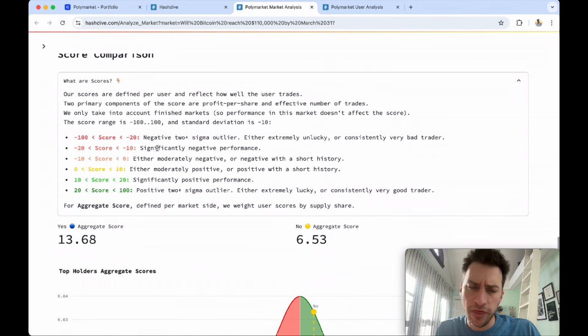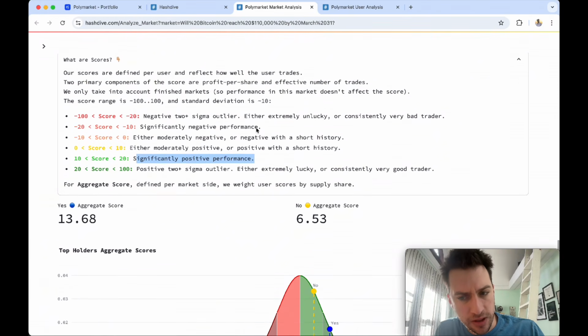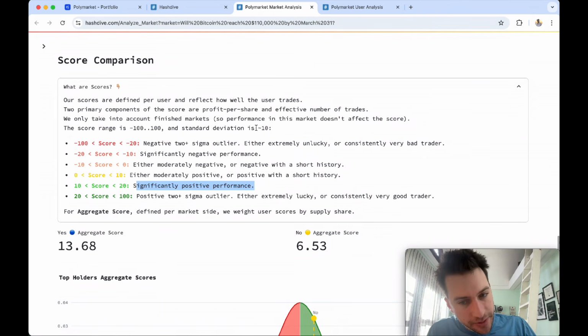So let's go look at what 13.68 really is. That is significantly positive performance. I'm not saying that the rich always get richer, that people who are good at Polymarket betting and stuff like that are always going to make money. They're not, but guys, it's not a terrible strategy for you to align yourself with people that are constantly making money, right? Probably not a bad idea.